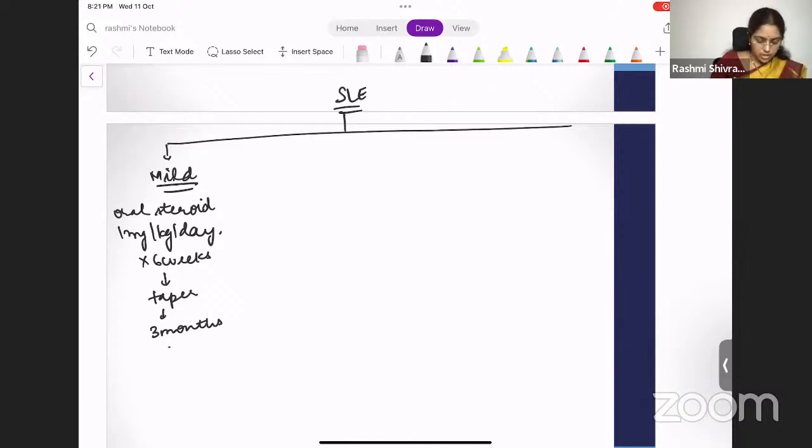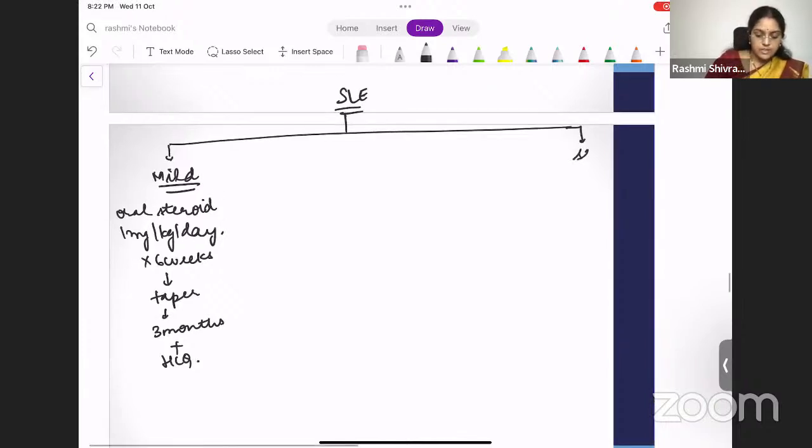Along with this, you give HCQ, hydroxychloroquine. Hydroxychloroquine is given to all the patients of lupus, irrespective of what class they belong to. So mild lupus, what do you give? You give oral steroids, 1 mg per kg per day, 60 mg for about 6 weeks. Then you taper the dose over 3 months to the lowest possible dose, and you also add the patient on HCQ.